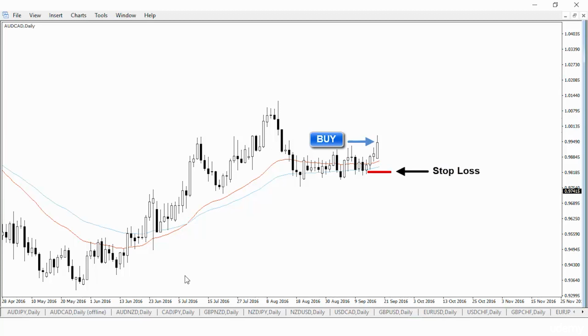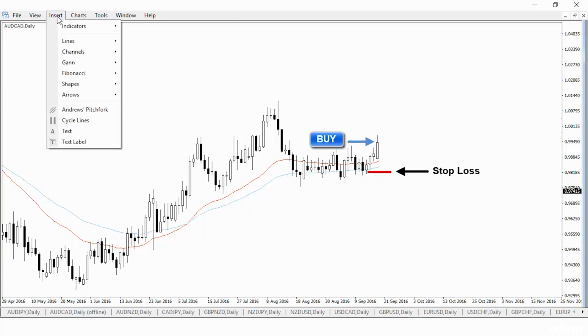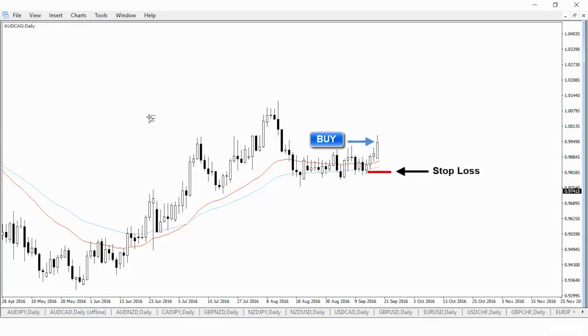And then to target the profit levels, we will use the Fibonacci expansion tool. So click the Insert tab at the top left corner of the MetaTrader terminal, then go to Fibonacci, and from here select expansion from the list. Now to draw the Fibonacci expansion levels, just click and drag your mouse from the previous higher low to current higher high level and release the mouse.